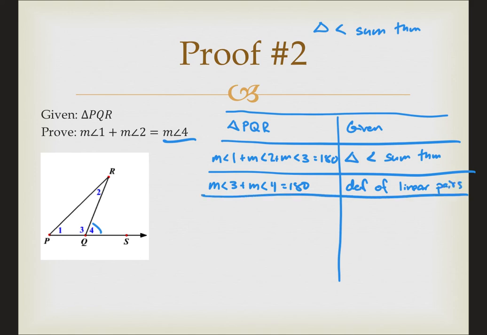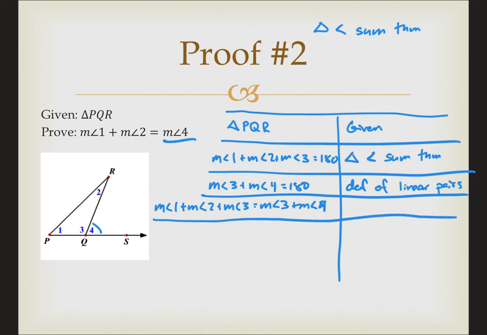Okay? Now I have two expressions equal to 180, so I'm going to go ahead and put them together. It's going to be a really long one. So the measure of angle 1 plus the measure of angle 2 plus the measure of angle 3 is equal to the measure of angle 3 plus the measure of angle 4. I just put them all together because both expressions were equal to 180. I can do this because of substitution.